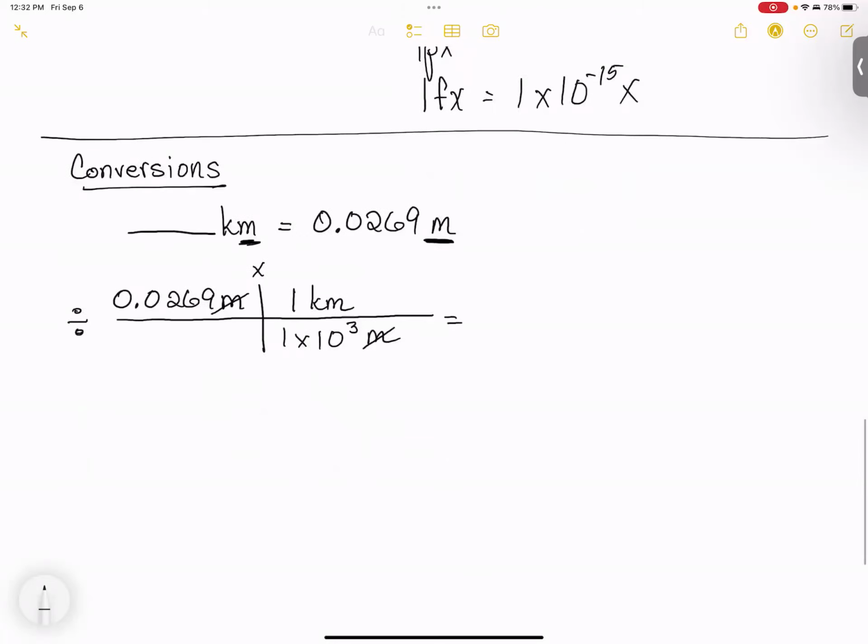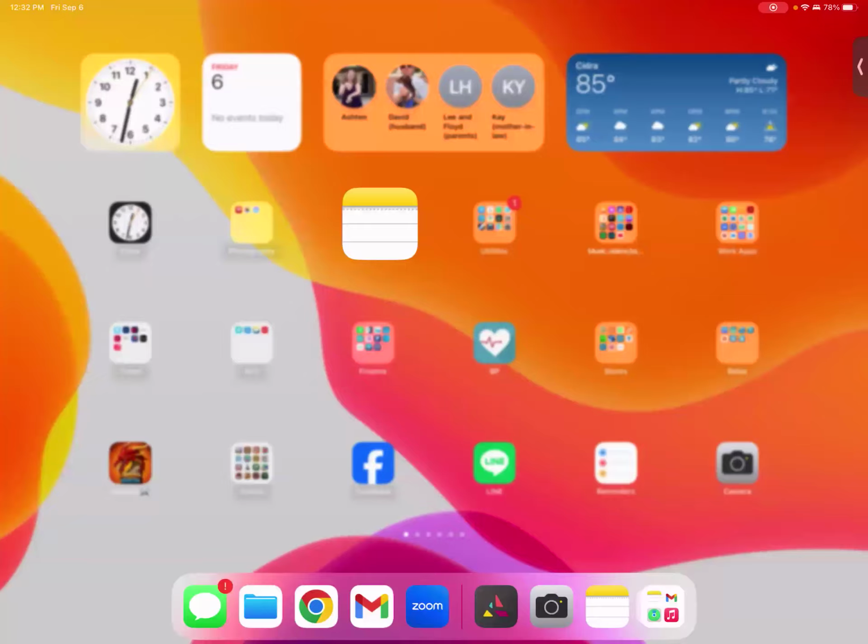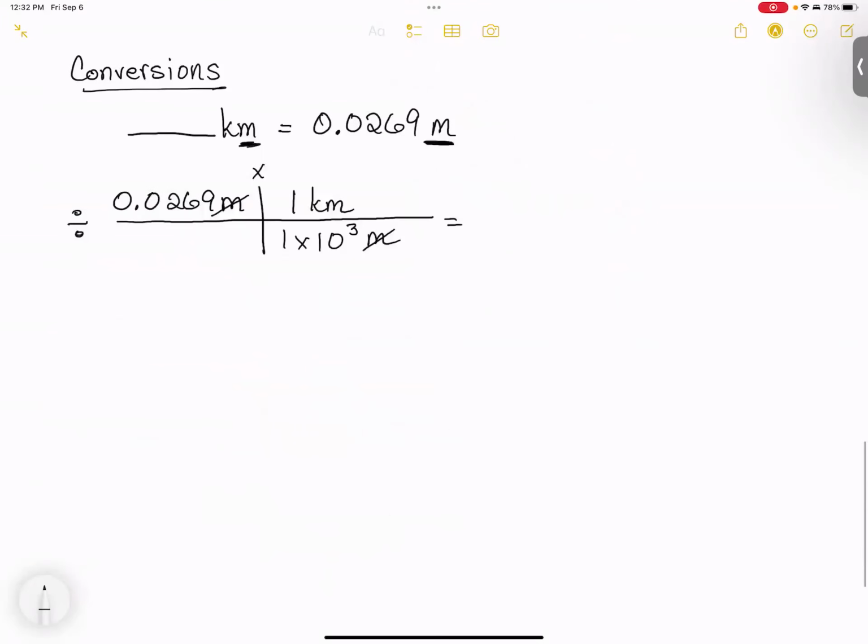Keying this into the calculator. Whoa. It would be 0.0269 divided by, however you want to do it, but 1 times 10 to the 3rd. We've discussed this a little bit. There's 2 different ways you can enter scientific notation.